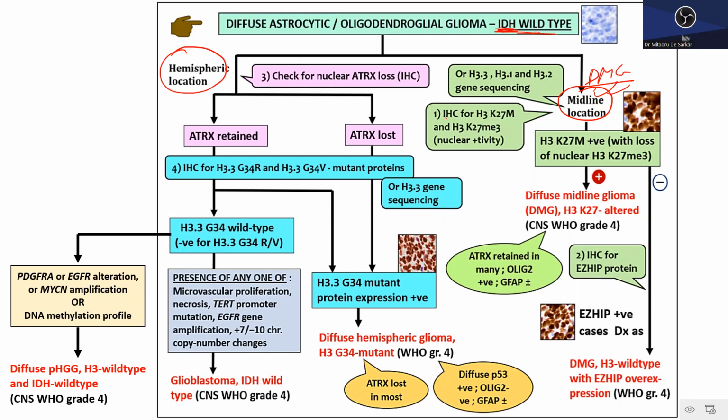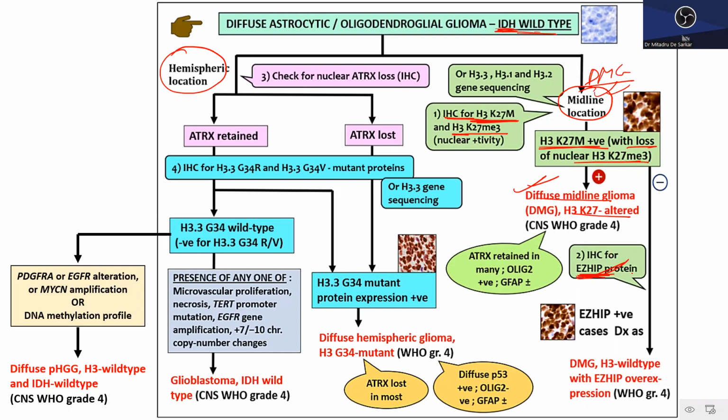So the first thing to do will be IHC for the mutant protein H3K27M, and if you have it, also H3K27Me3, trimethylated histone. If you see H3K27M expression with loss of normal nuclear trimethylated histone, you reach a diagnosis of diffuse midline glioma H3 K27 altered. However, if this approach fails, you will obviously have to keep in mind the possibility of an EZHIP overexpressed diffuse midline glioma, right?